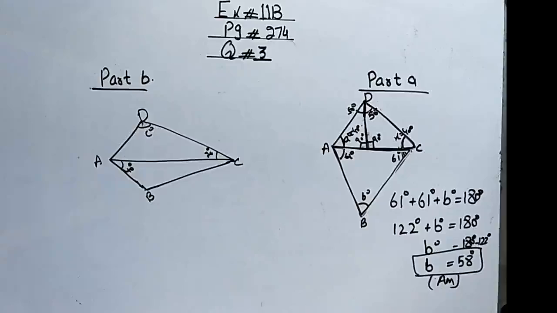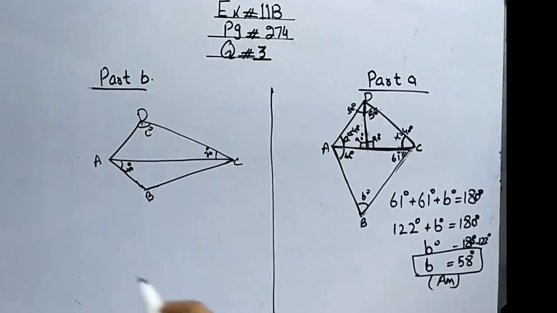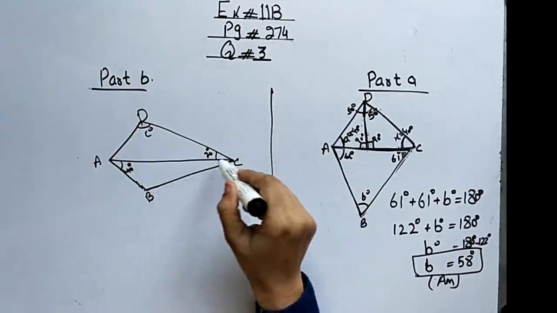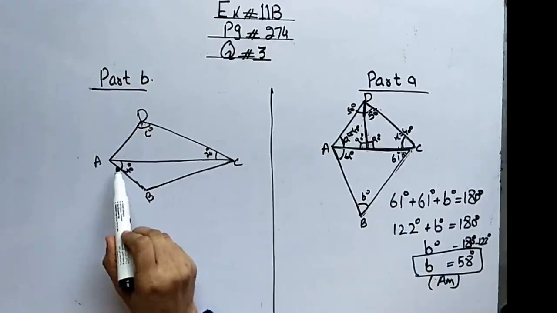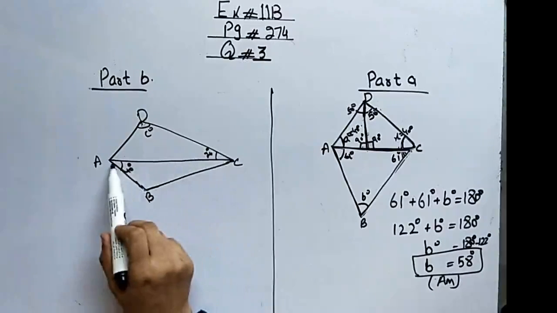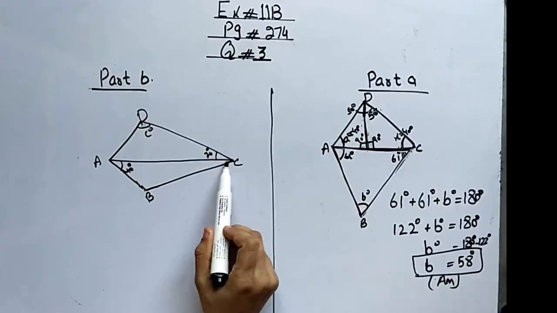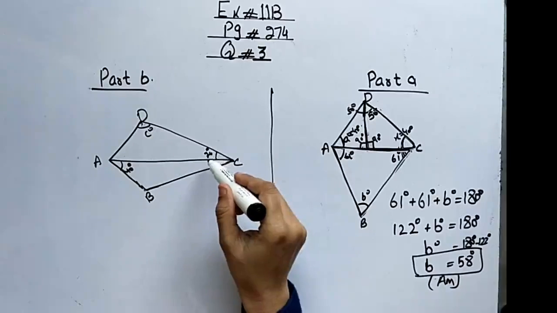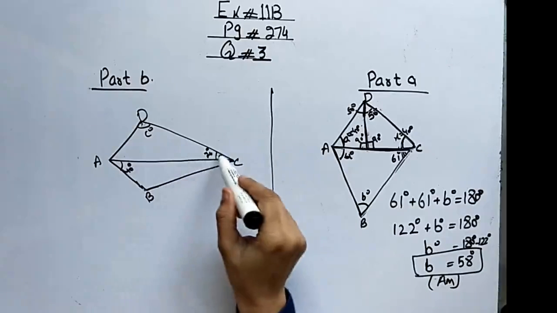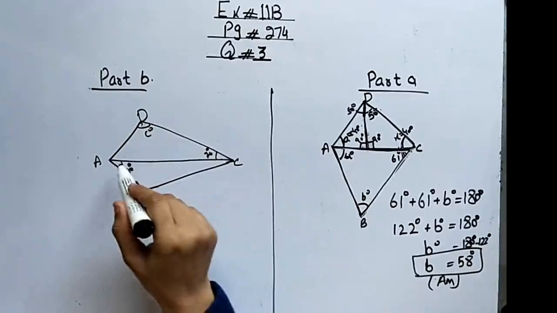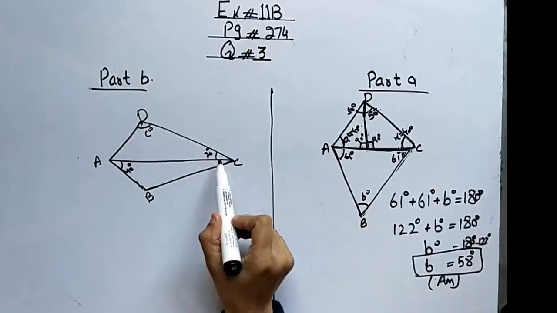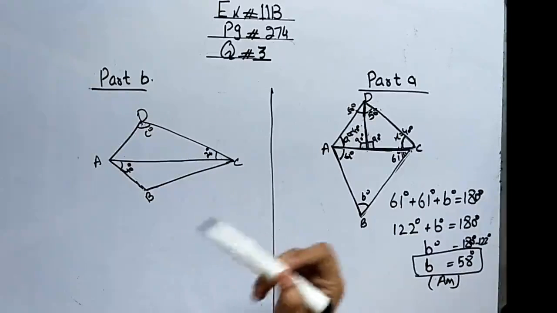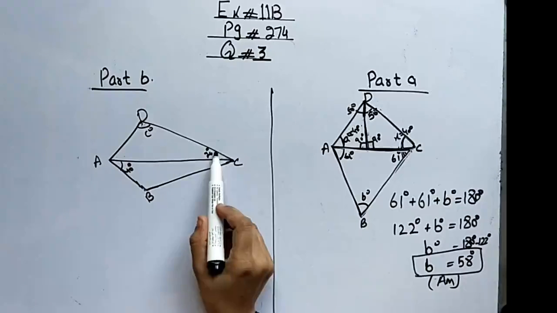Now come to the second part. Look at this shape. This shape is also a kite shape, but here the diagonal is drawn from E to C. Fine? And in a kite shape, the opposite angles, meaning these two angles opposite to each other, are the same.